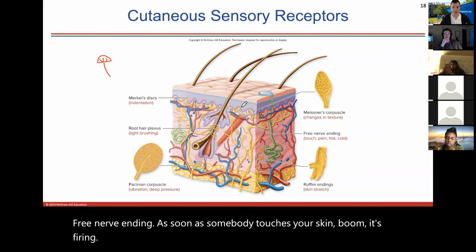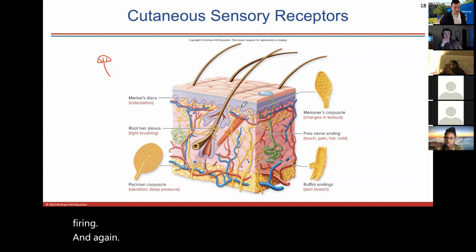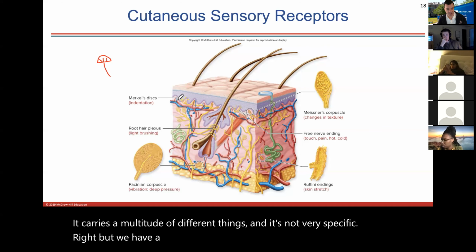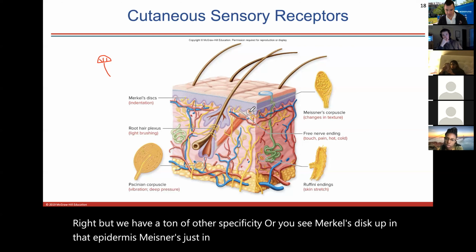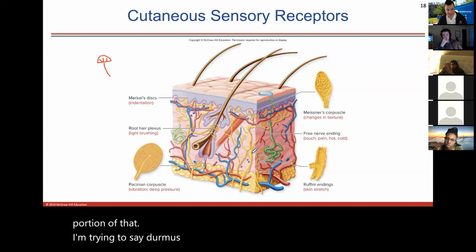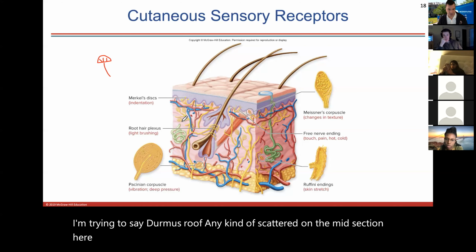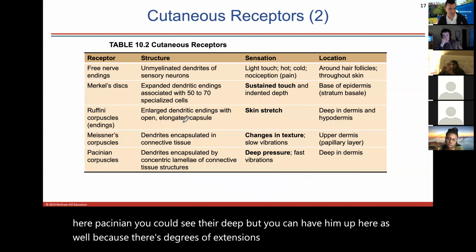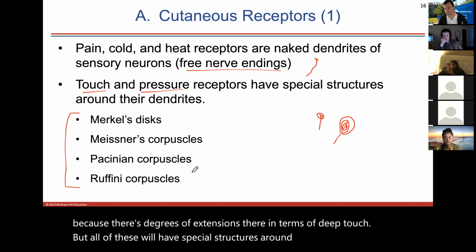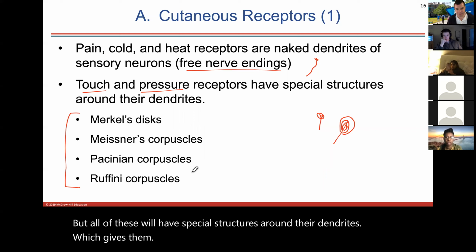And again, it carries a multitude of different things, and it's not very specific. Right? But we have a ton of other specificity. Here you can see Merkel's disc up in that epidermis, Meissner's just in the top portion of the dermis. Ruffini kind of scattered around the midsection here. Pacinian, you can see they're deep, but you can have them up here as well, because there's degrees of extensions there in terms of deep touch. All of these will have special structures around their dendrites, which gives them degrees of specificity.